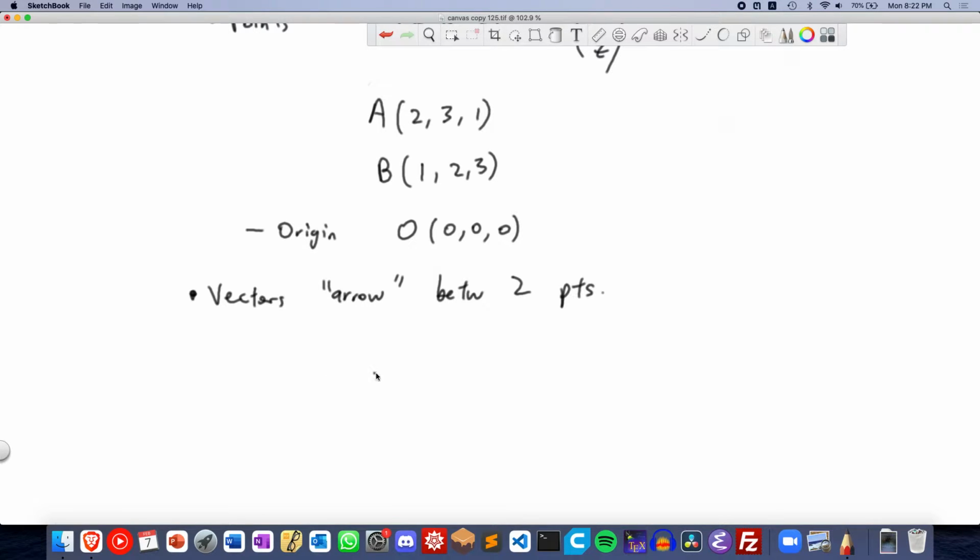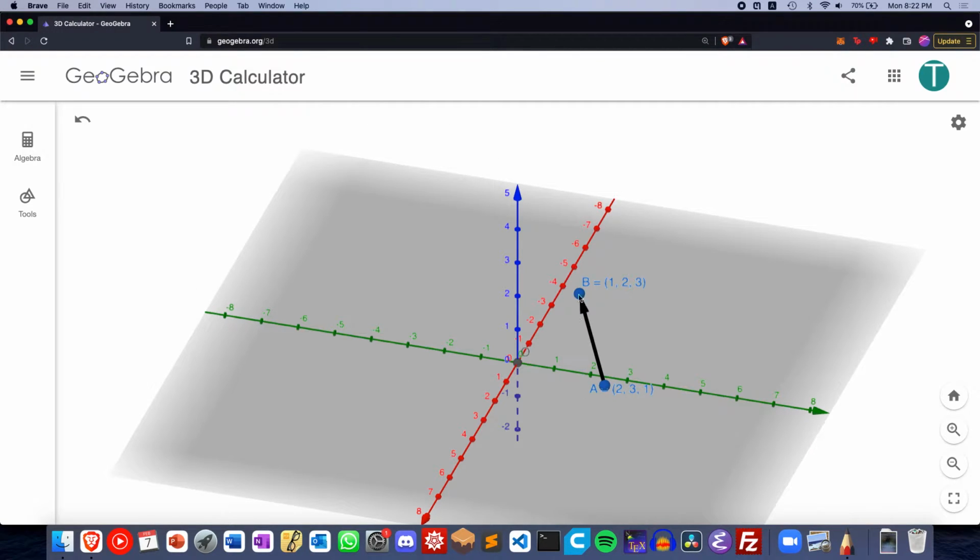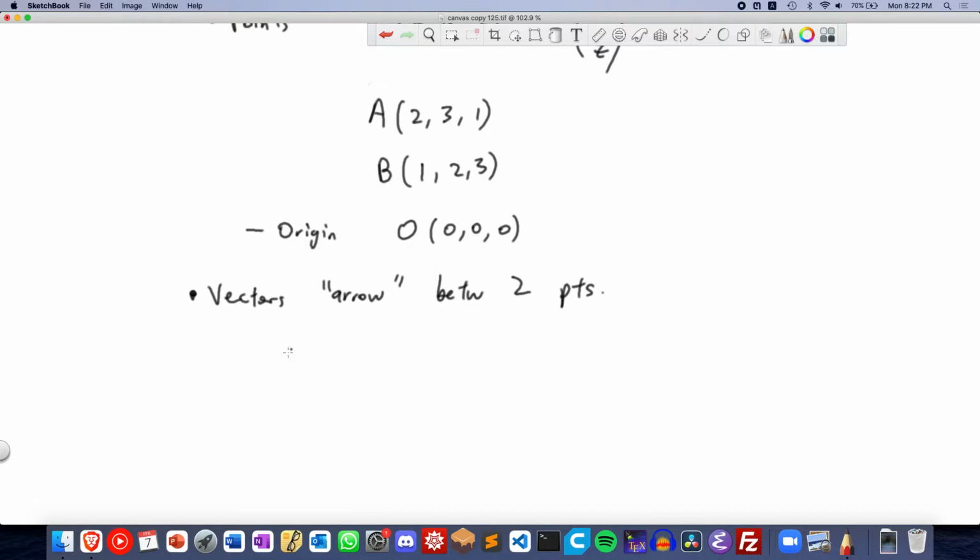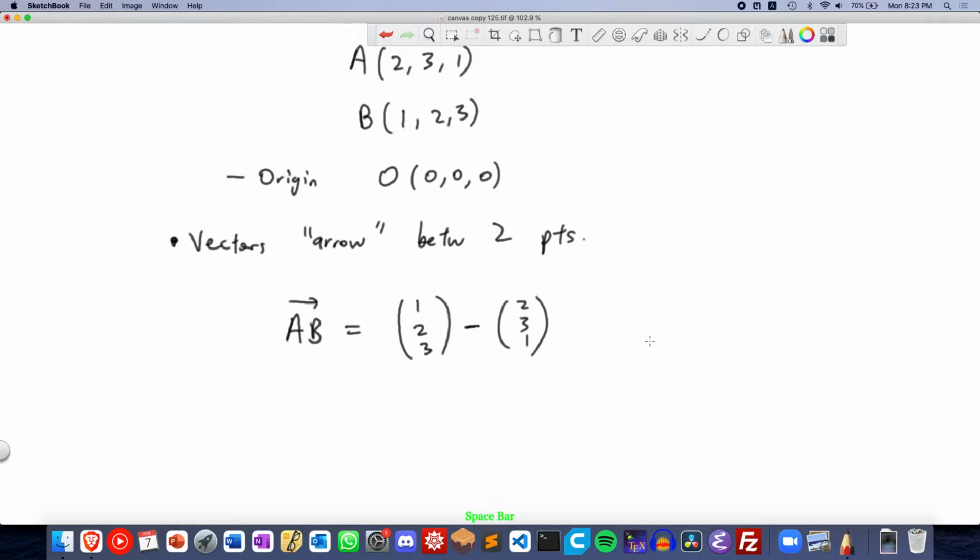How do we describe this arrow mathematically? The vector, which we call AB with an arrow on top to denote that it's a vector, will be equal to the coordinates of B minus the coordinates of A. In this case, that is (1, 2, 3) minus (2, 3, 1). And so we come to our first lesson, which is how do we subtract 2 points, in a sense. The answer is we can do it coordinate-wise.